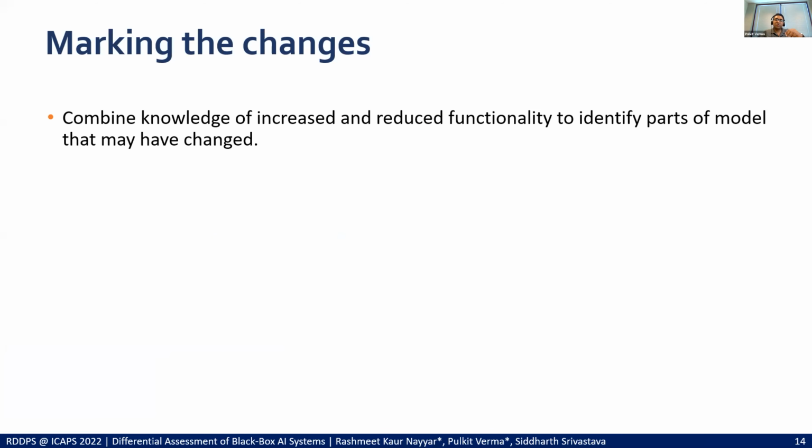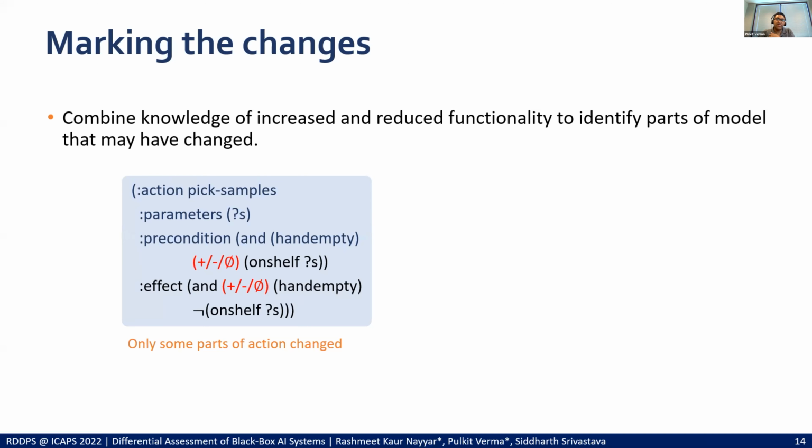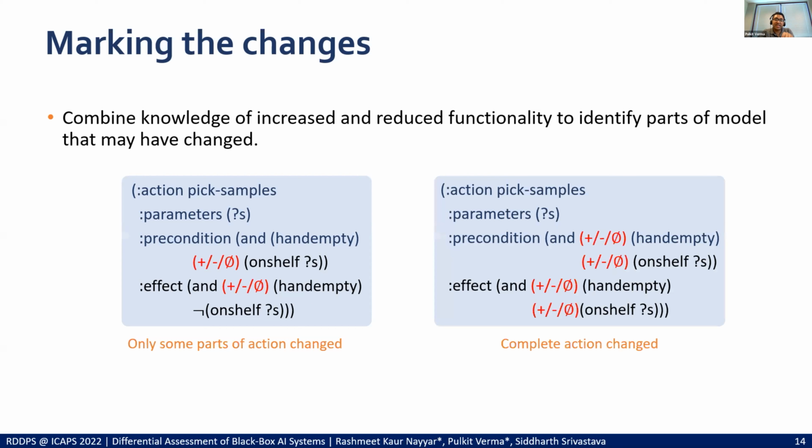And we combine this knowledge to predict specific parts of the models that may have changed. And it is possible that we predict only some parts of an action has changed, or we may only be able to tell that something in that particular action has changed, but not sure what exactly. So we assume the complete action may have changed. And here you can see plus, minus, and phi. And it just represents that we do not know their correct form because they may have changed. And please refer to the paper to know how exactly we figure these out using the observations.